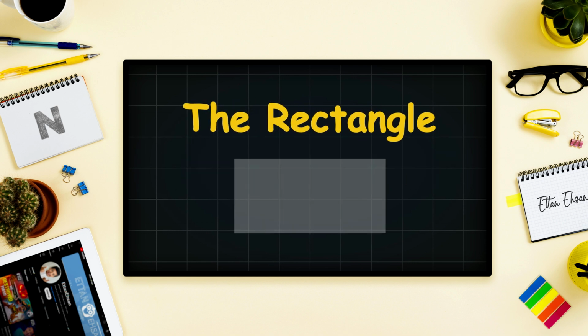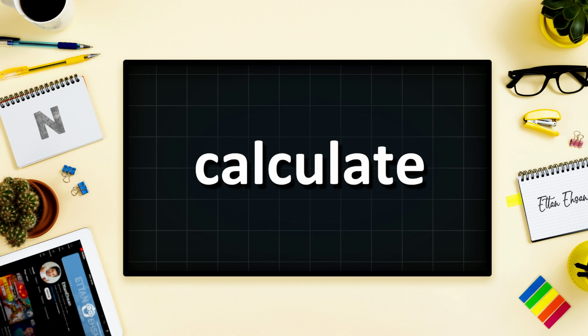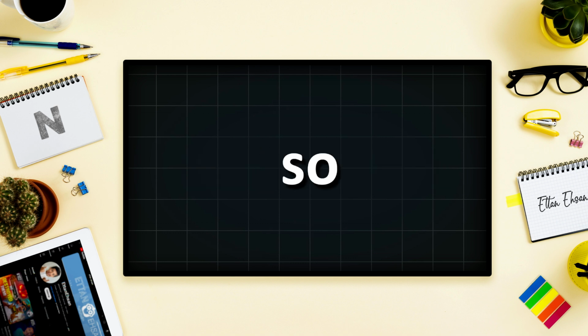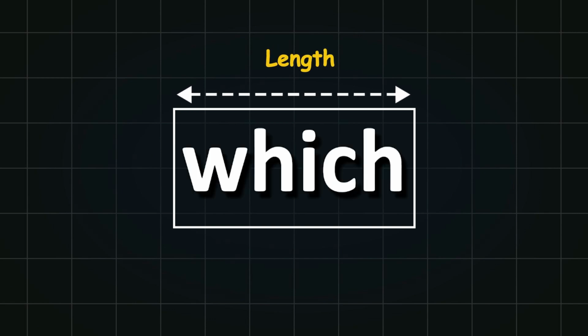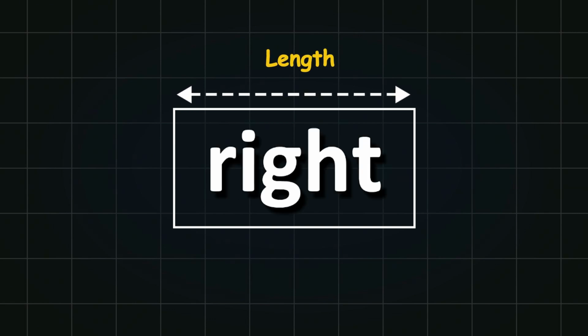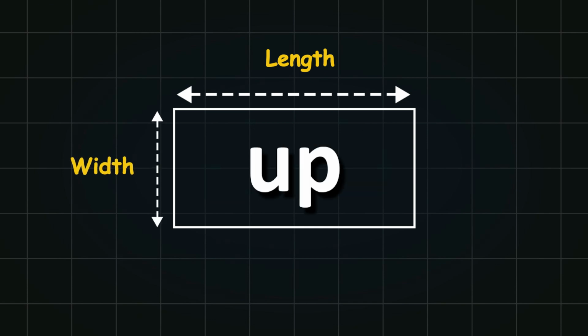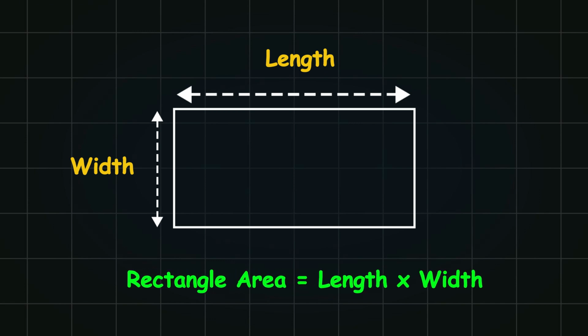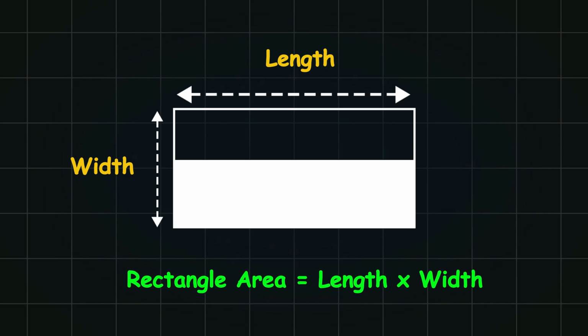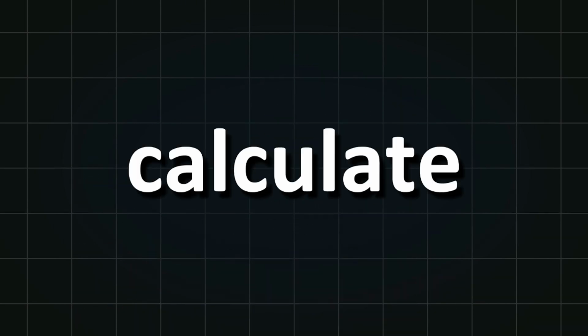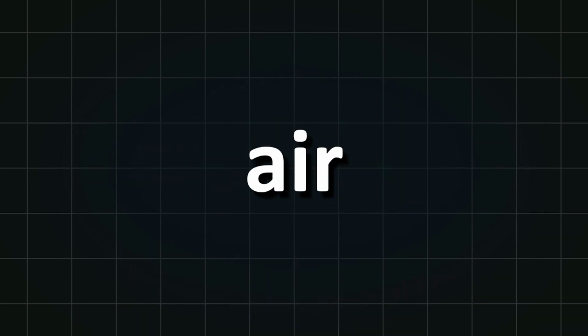So first of all, the rectangle. How to calculate the rectangle's area. To do this, you'll have to multiply its length, which is left to right, by its width, which is up to down. But that's how you calculate its area, okay? Length times width.